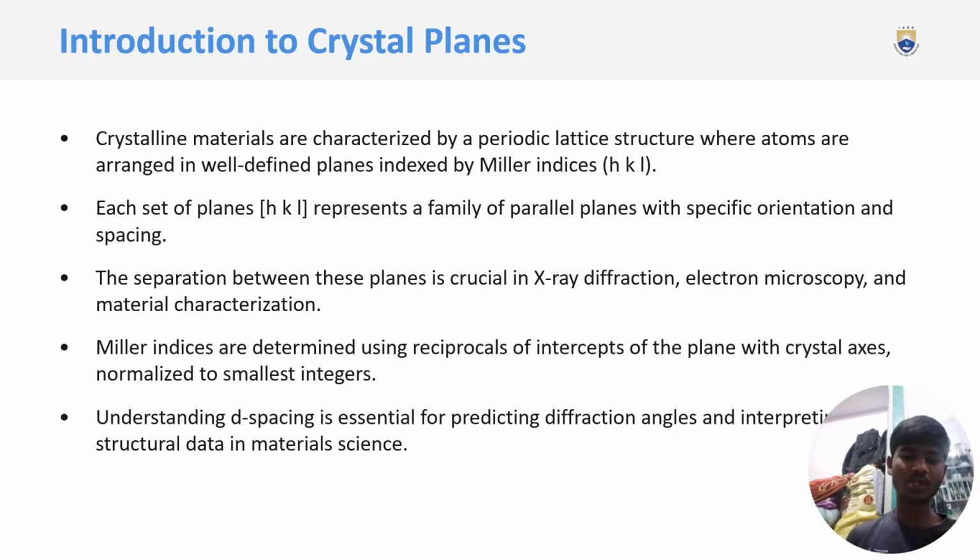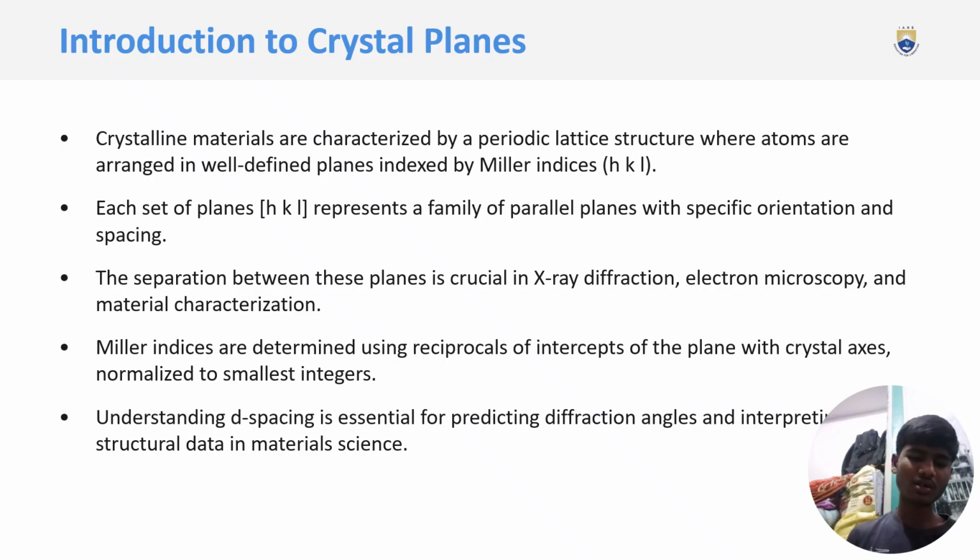Introduction to crystal planes. Crystalline materials are characterized by a periodic lattice structure where atoms are arranged in well-defined planes, indexed by Miller indices (HKL). Each set of planes (HKL) represents a family of parallel planes with specific orientation and spacing. The separation between these planes is crucial in X-ray diffraction, electron microscopy, and material characterization.